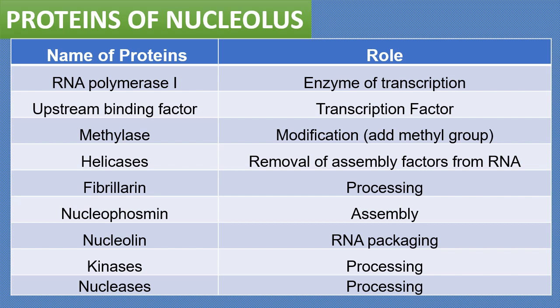Though the proteins mainly associated with the nucleolus play an important role in ribosome biogenesis, some proteins like nucleophosmin and nucleolin are also helpful to detect stress during nucleolar stress. And when we discuss the functions of the nucleolus, we will go through it. So these are some of the important proteins of the nucleolus.